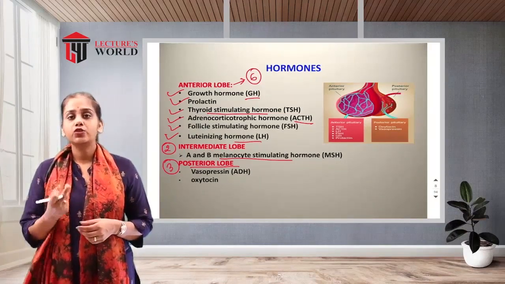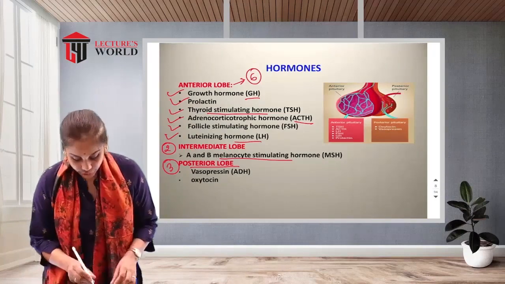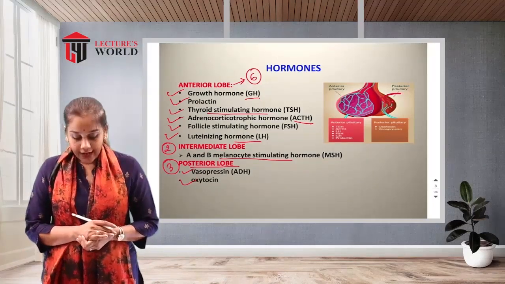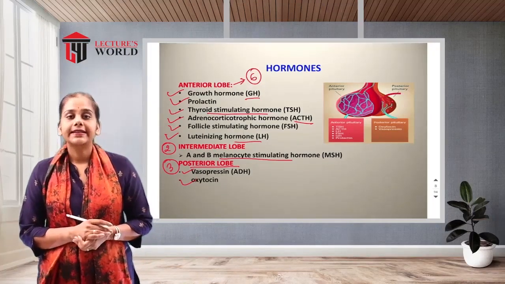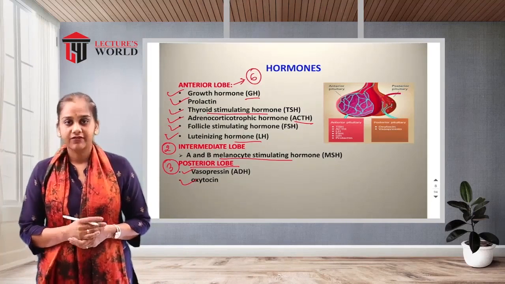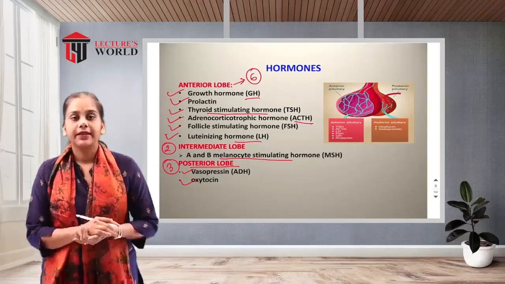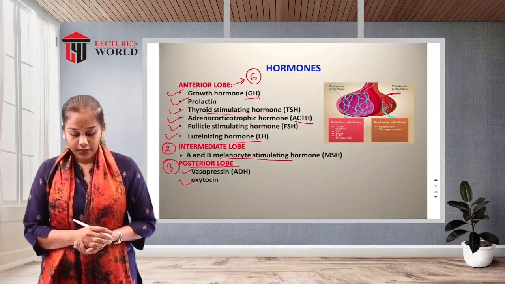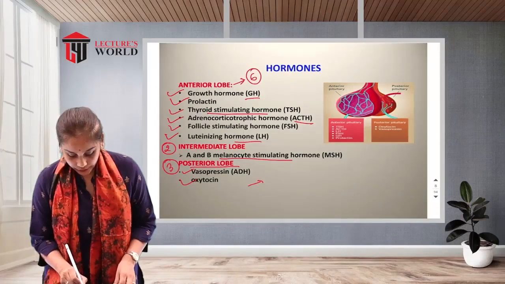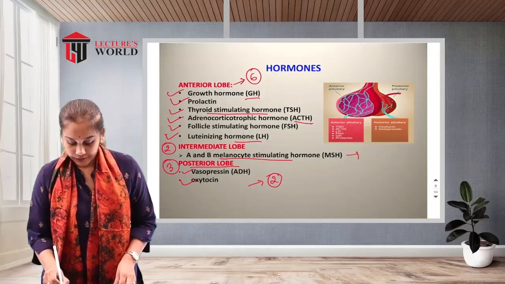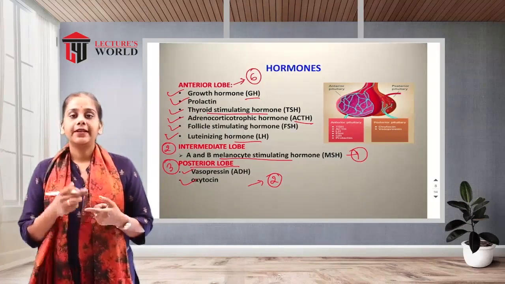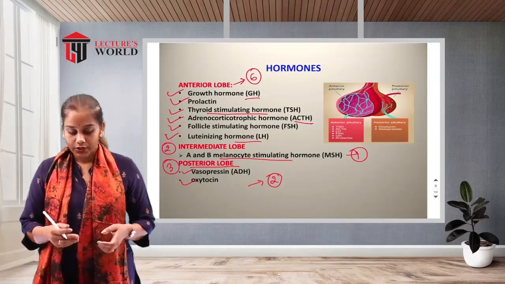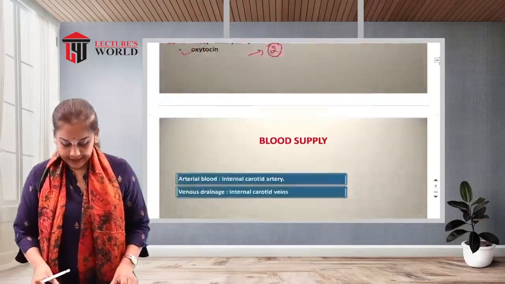It secretes two major hormones. Which are they? The first is vasopressin, also known as ADH, antidiuretic hormone, and the second is oxytocin. So these are the major hormones of the pituitary gland: anterior pituitary, posterior pituitary, and intermediate lobe. Now we will see in detail in the next slide.